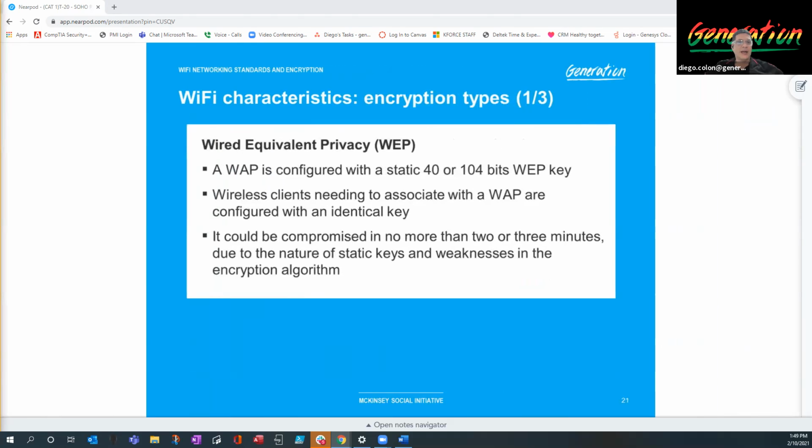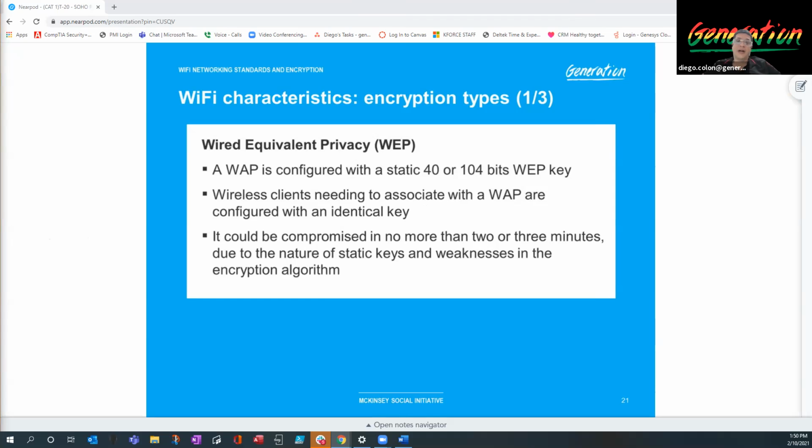Next is the actual encryption types, which is, I always love this word, WEP, Wired Equivalent Privacy, which is the weakest one out of all of them. So a wireless access point can be configured with a static 40 or 104 bit WEP key. 104 bits. That's nothing. That's absolutely nothing. That's only 104 zeros and ones to be able to crack. With bits being turned on or off nowadays in the computer, it only takes seconds for me to turn those little bits off and on to figure out what your real password is.